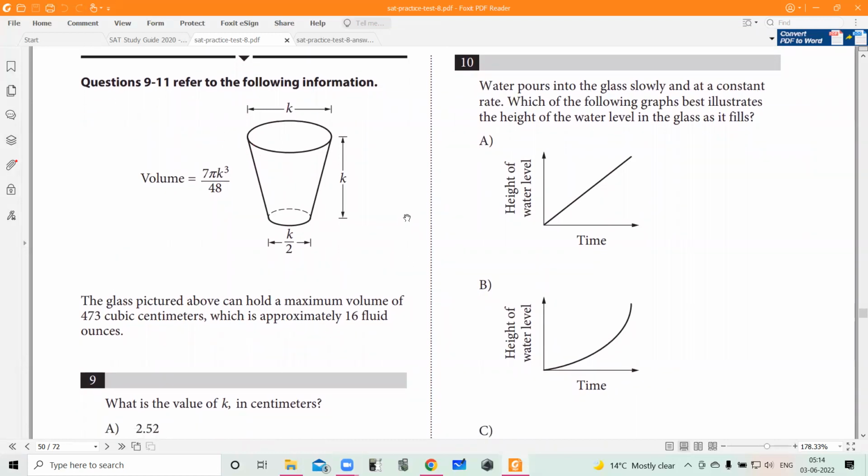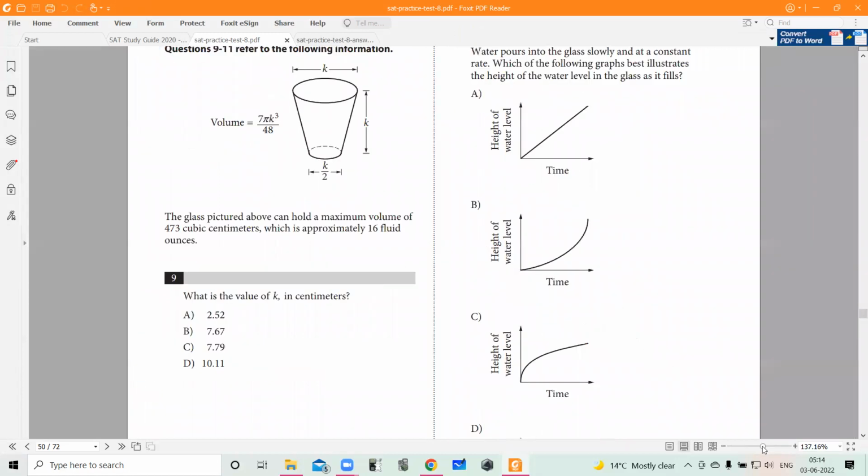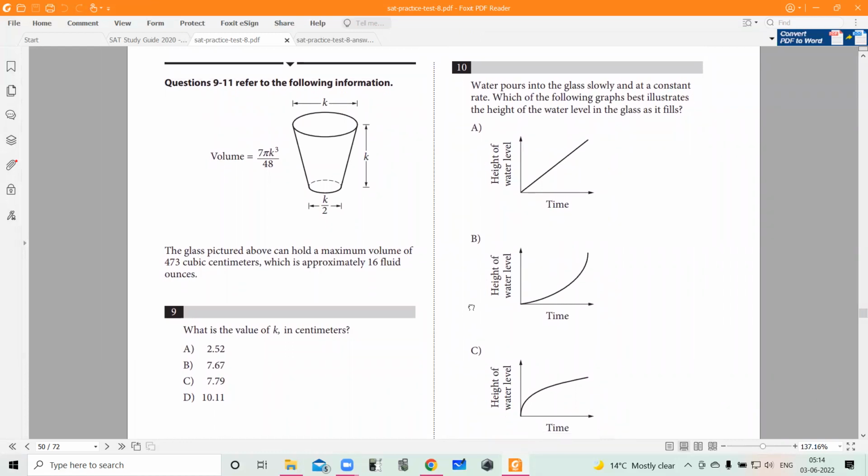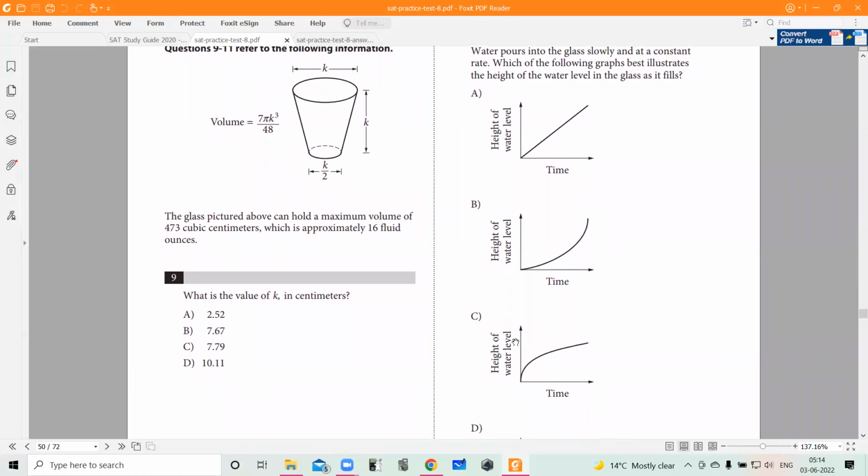Water pours into the glass slowly and at a constant rate. Which of the following best illustrates the height of the water in the glass as it fills? Think about it. You're pouring. It would be B or C. C? In the start, the steepness will be more. The increase will be more, and then it will decrease because it's opening more and more, wider. So C is correct, not B.